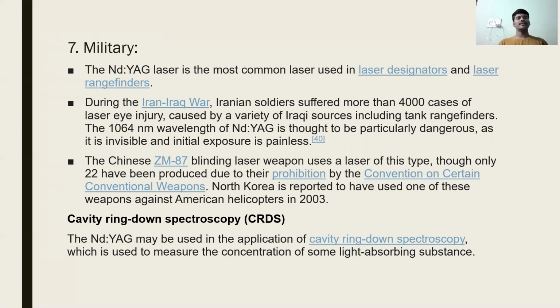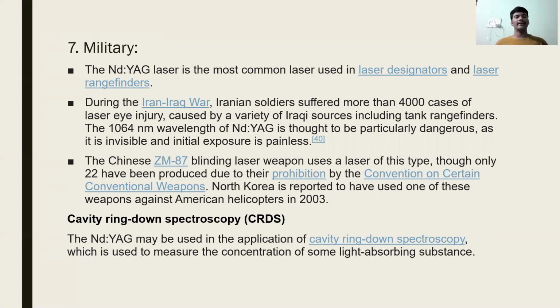The Chinese ZM-84 blinding laser weapon uses a laser of this type, though only 22 have been produced due to their prohibition by the Convention on Certain Conventional Weapons. North Korea is reported to have used one of these weapons against American helicopters in 2003. These are real time examples through which we can understand how intensively the Nd:YAG laser works.